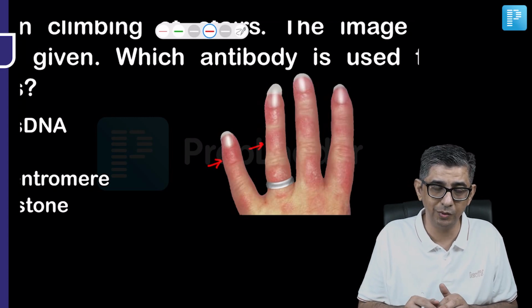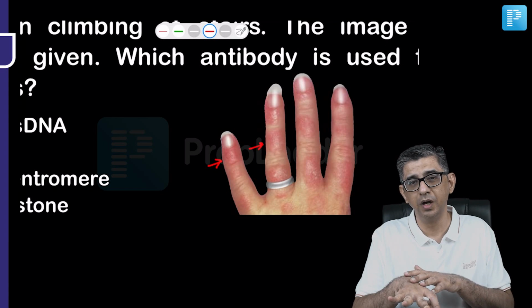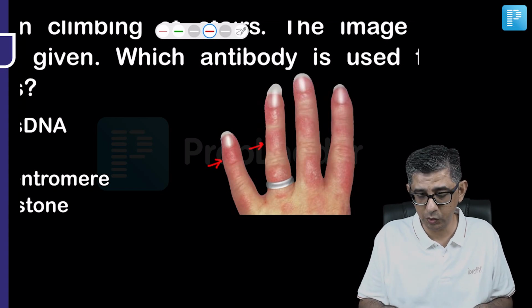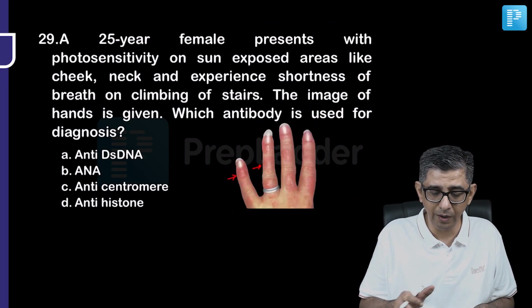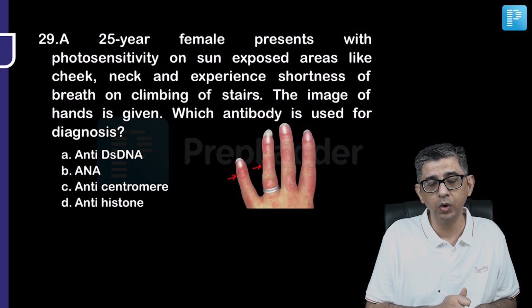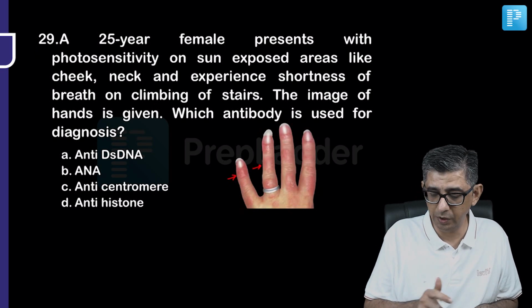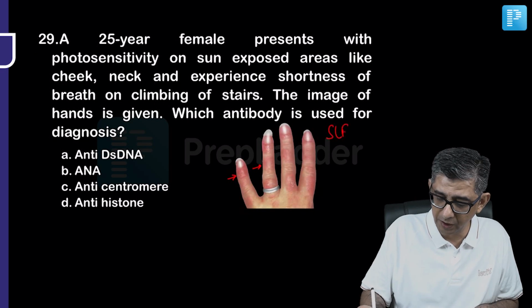I mean, when the patient goes out in the sunlight, there could be a sunburn on the sun exposed parts of the body. So photosensitivity and shortness of breath, the combination of the two, you need to think in terms of possibility of SLE and one of the entry level criteria.